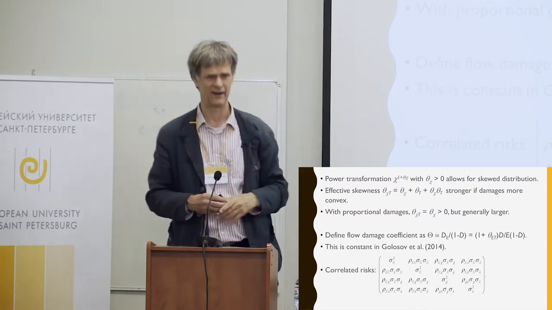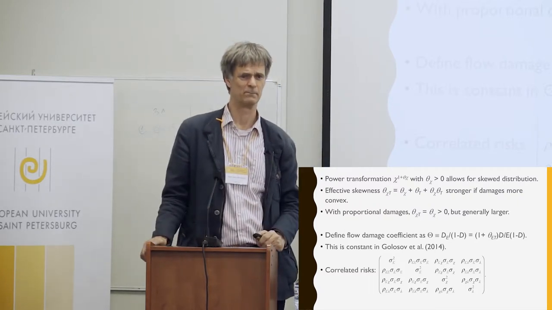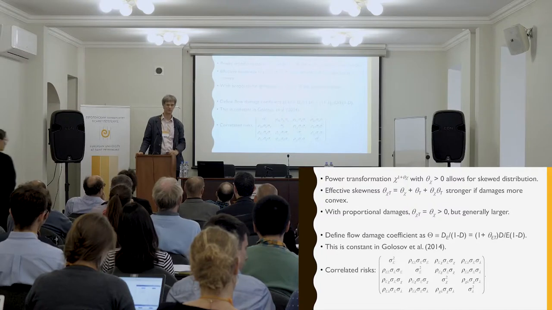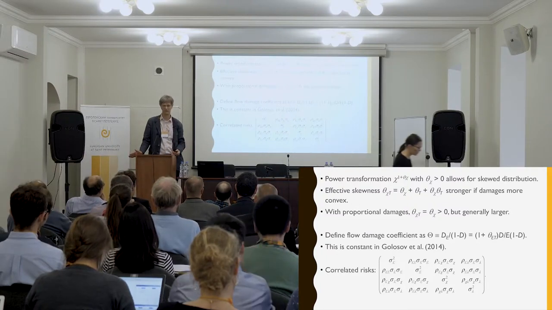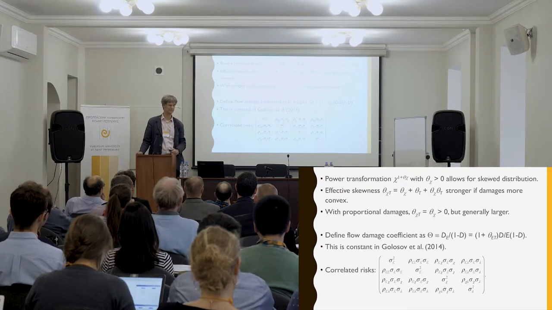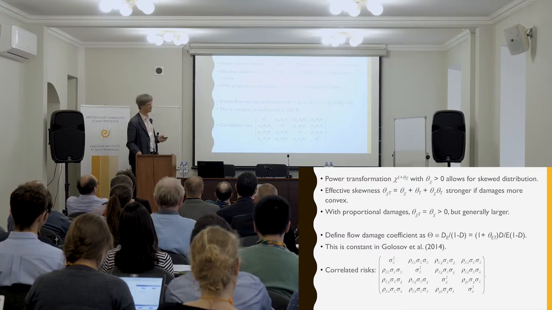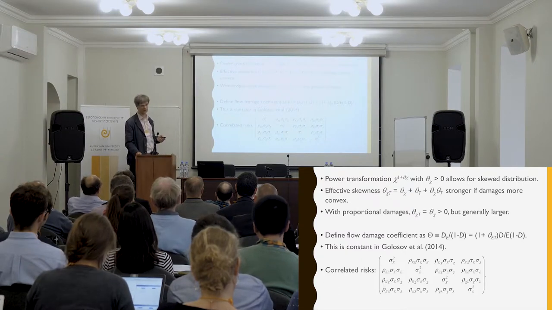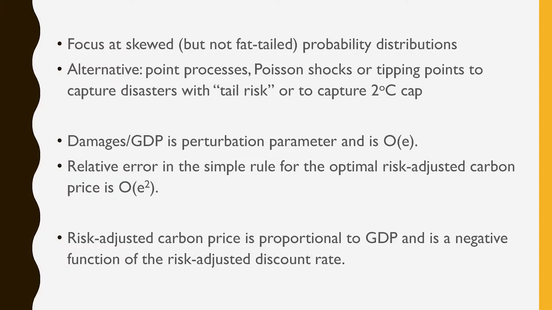So all I'm trying to say is it looks like quite an involved model. But what I'm going to show you is a solution for the model. I'm not going to prove it, but I will give you the answer, and then we will discuss it. And let's see how it goes. But it's an analytical answer, not a numerical answer. So we focus on skewed risk, so not fat-tailed probability distributions.